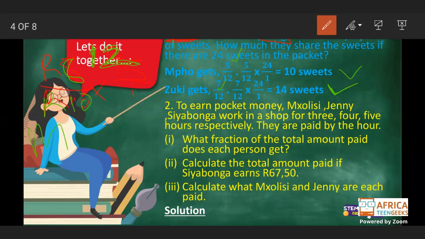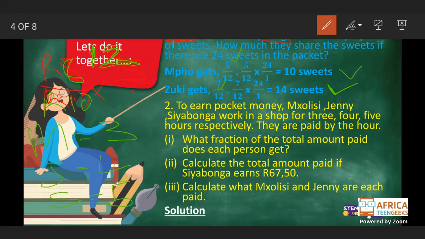So let's dedicate the hours for each person. Mkolisi will work for 3 hours, and Jenny will work for how many hours? 4 hours, and Siabonga will work for how many hours? 5 hours. And basically, you can see right here, this question is leading to sharing. You can see that, right? But let's answer the first question first. The first question, they say, what fraction of the total amount paid does each person receive? So we need to write a fraction for each person.